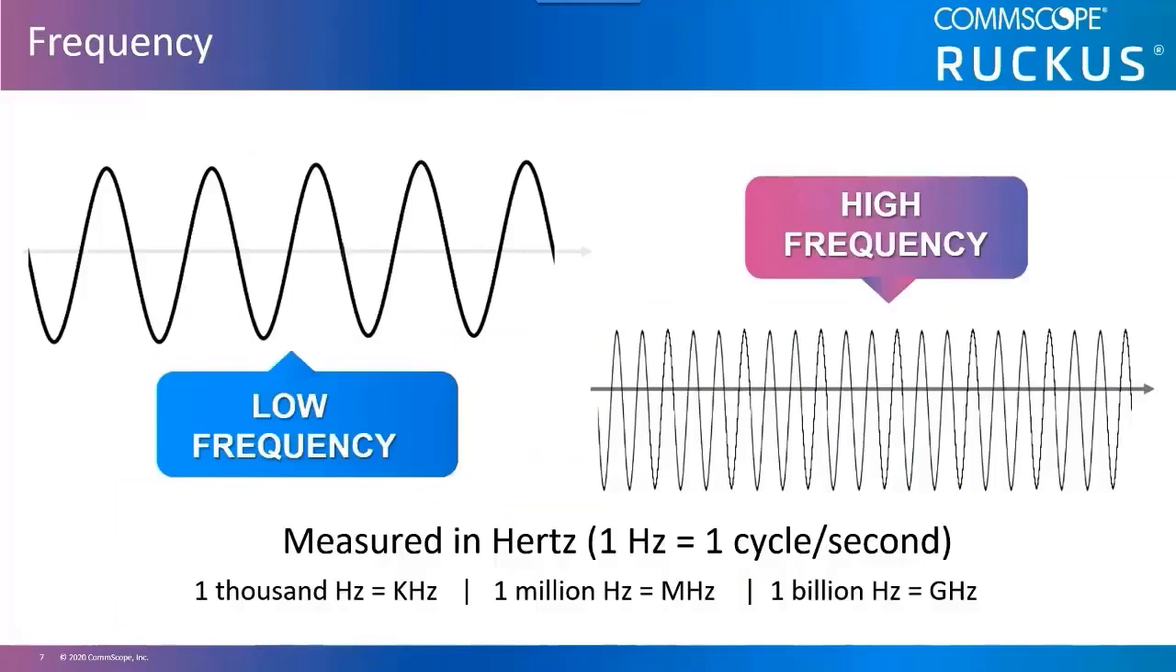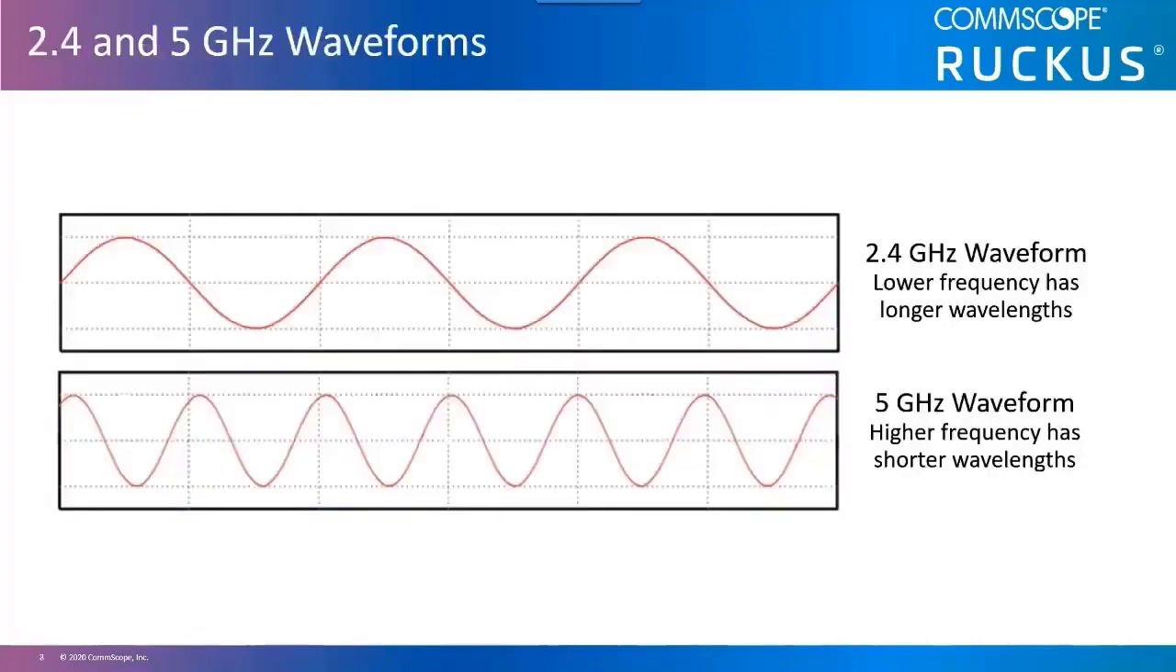Frequency is the number of times that a wave oscillates within a period of time. For wireless communications, frequency is measured in 1-second intervals. One oscillation in a second is known as a hertz. 2.4 gigahertz signals oscillate around 2.4 to 2.5 billion times per second, and 5 gigahertz signals oscillate around 5 to 6 billion times per second. Understanding wavelengths and waveforms will give you a better understanding of Wi-Fi propagation.